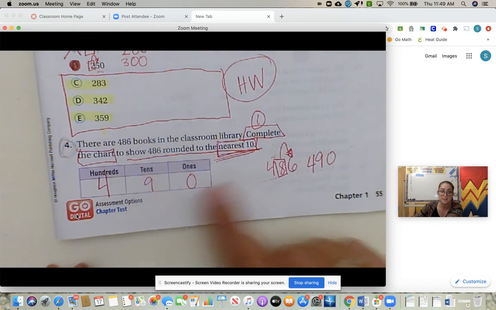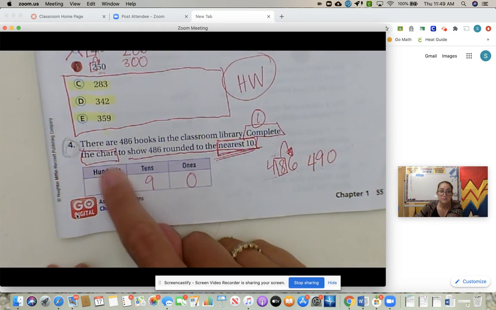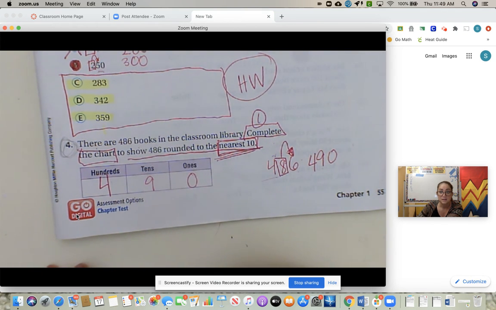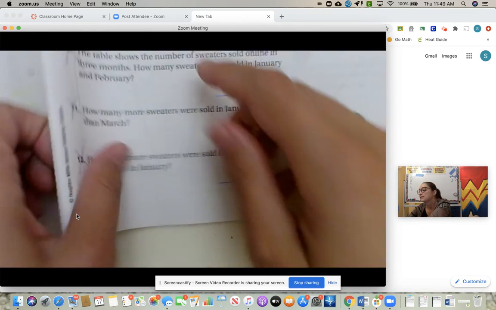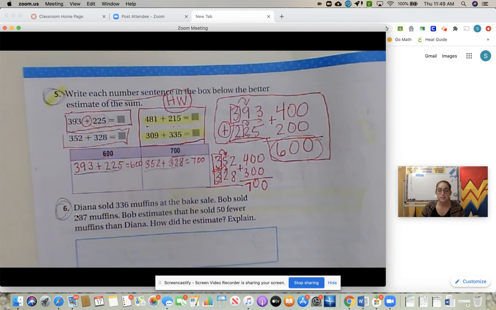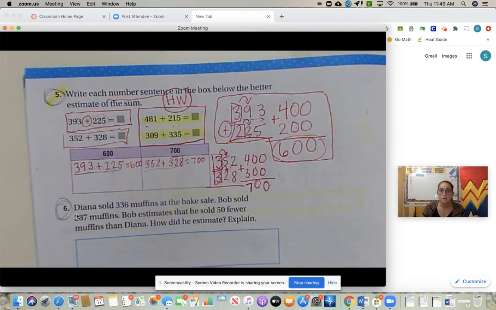Now you need to put it in our chart. We have 4 hundreds, 9 tens, and 0 ones. All right, and if you want to try, then on the next page, do number 5 and pause. And then this is the last one we worked through today. The rest we will do tomorrow.